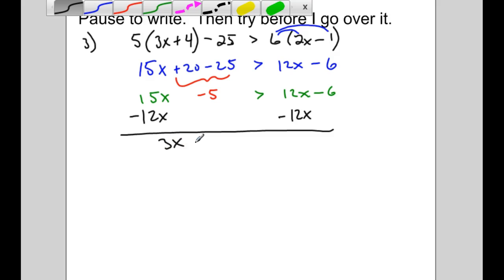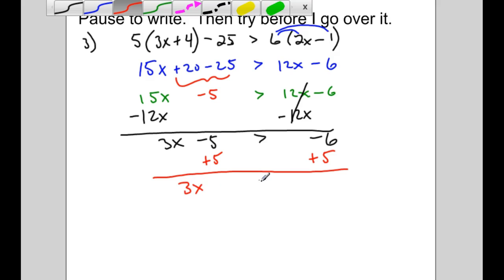This is 3x minus 5 is greater than, this is canceled, so negative 6. Don't forget the sign again. You want to get the x all by itself. So that means you're going to do what? This is a negative 5. You don't want it, so we're going to add 5.